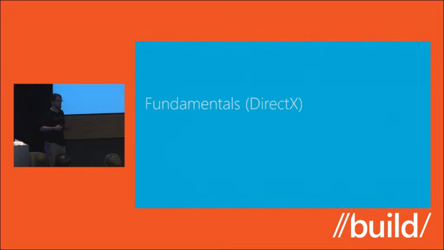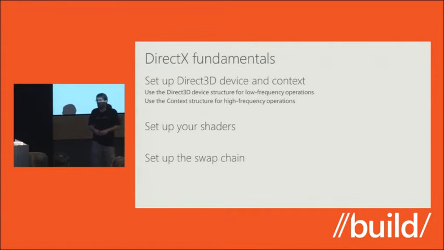So let's dig into the fundamentals of how you can use DirectX in your Windows Store app. There's three main things, well, kind of four main things, that pretty much all DirectX apps will use, especially in Windows Store apps. And I'm going to show you how to do that with some code. So there's the Direct3D device and context. There's setting up shaders. And in the majority of cases, you'll have your swap chain that you'll set up.